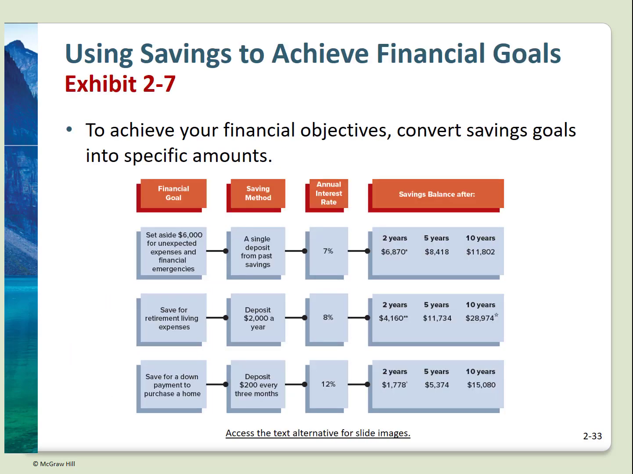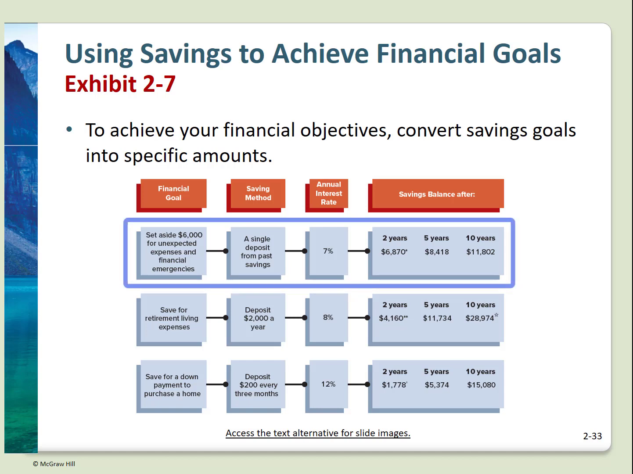Exhibit 2.7 in your text shows the results of three savings plans at three different rates of interest. Admittedly, today, investing at 7, 8, or 12% would be amazing since rates are closer to 1%, but it does illustrate the principle involved. Plan 1 is a simple lump sum of $6,000 invested at 7%. After 10 years, the amount has almost doubled to $11,802.